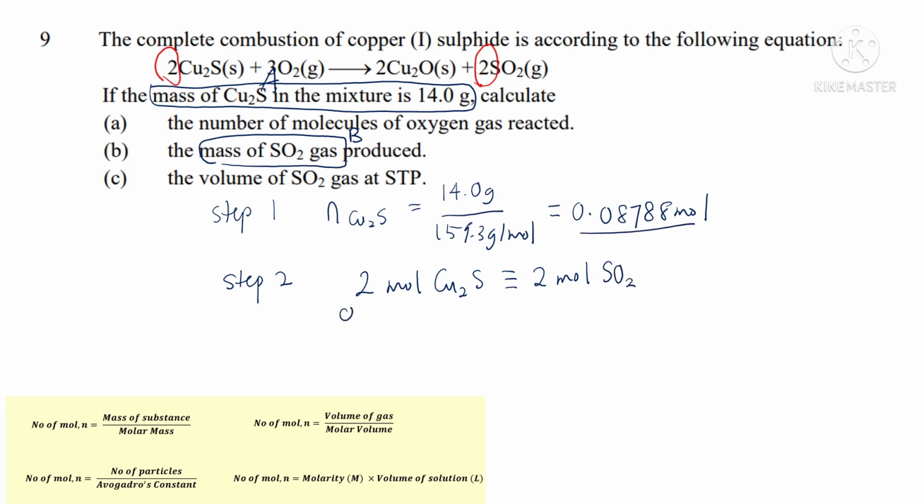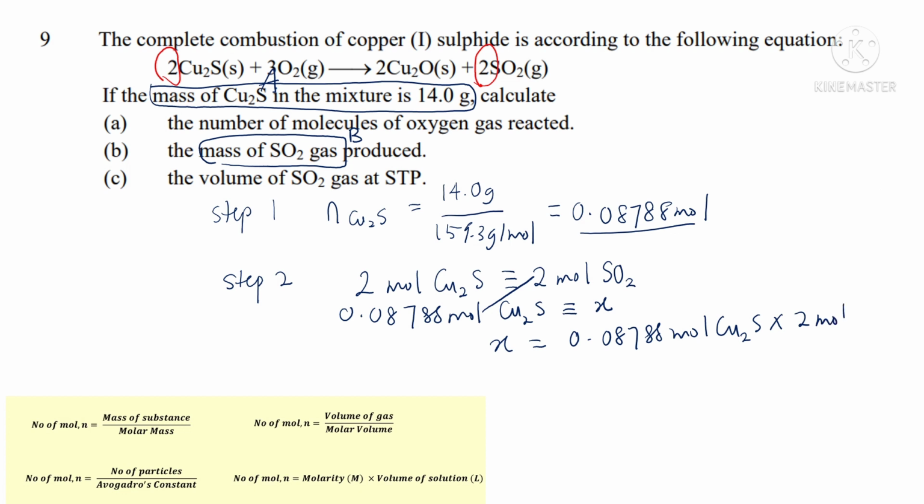But now we only have 0.08788 mole of copper sulfide, so that is equivalent to X mole of sulfur dioxide gas that is being produced. So how do we find this X mole of sulfur dioxide gas? Basically, we do cross multiplying. 0.08788 mole of copper sulfide multiplied by 2 moles of sulfur dioxide divided by 2 moles of copper sulfide. Moles of copper sulfide can cancel out, so 2 and 2 can cancel out to give us 0.08788 mole of sulfur dioxide gas.